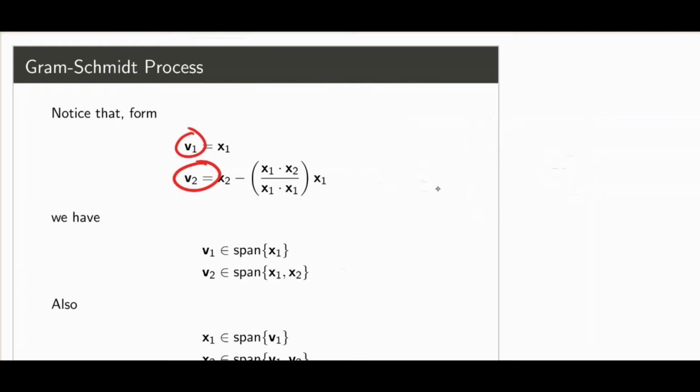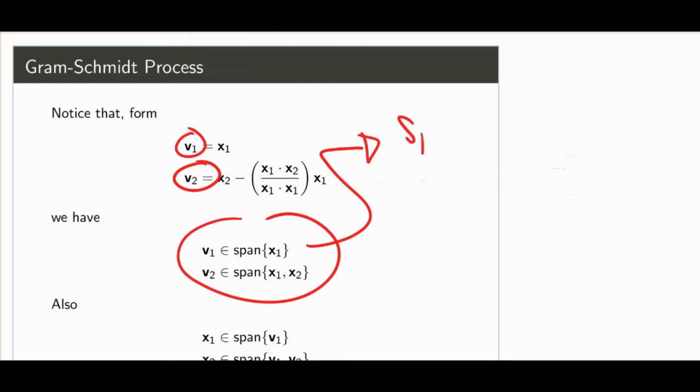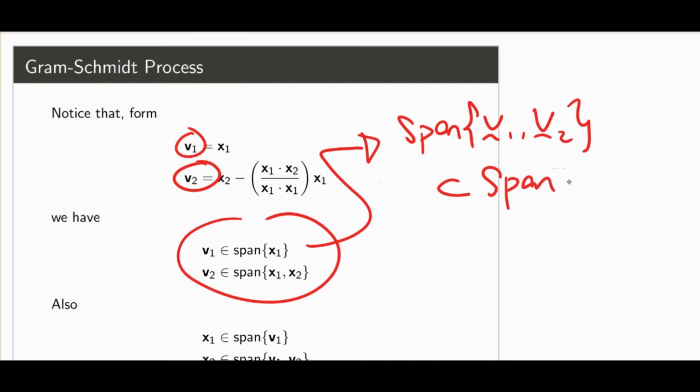Do you know that? Having this, you should be able to see that the span of v1 and v2, this is a set that is sitting inside this set. This is a subset of the span of x1 and x2, right?